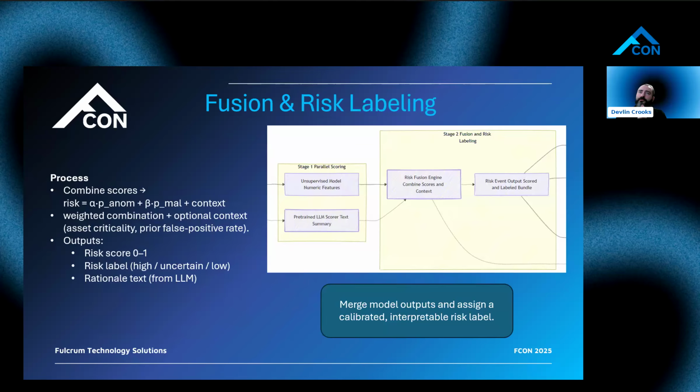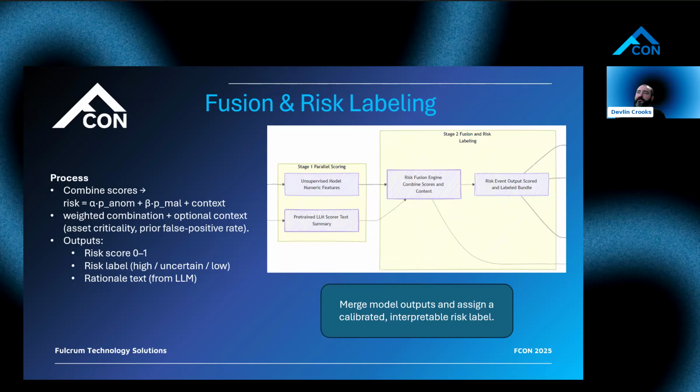All right, and then proceeding from those scores, we'll have our fusion and risk label. We want to combine our scores, and it's a real simple algorithm. Our risk is going to be our alpha weight multiplied by our probability of anomalous, and then we have our knob beta for probability of malicious, and our context. So our fusion turns two scores into one calibrated risk. Instead of binary detections, we now have probabilities we can tune and audit. And with the analyst reviewed examples, the system learns what our definition of risky looks like.